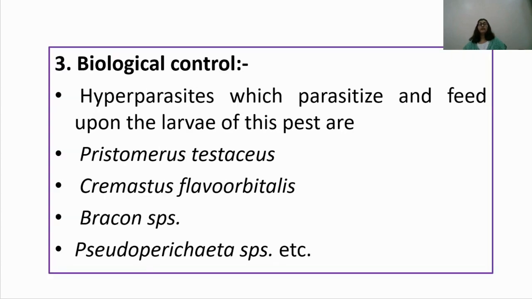Then biological control of pest, where we use one organism to control another organism. Here the parasitoids which parasitize and feed upon the larvae of this pest are Pristomerus testaceus, Cremastus flavoorbitalis, then Bracon species, Pseudoperichaeta species, etc. So we end up with our topic of brinjal fruit borer.